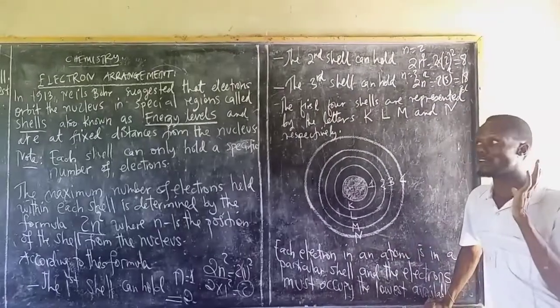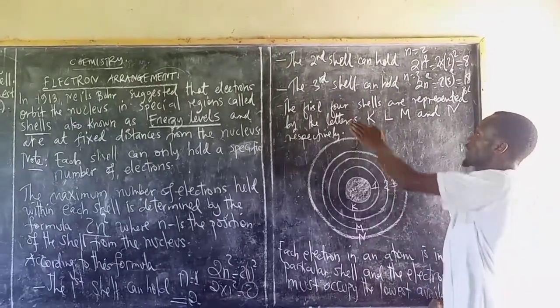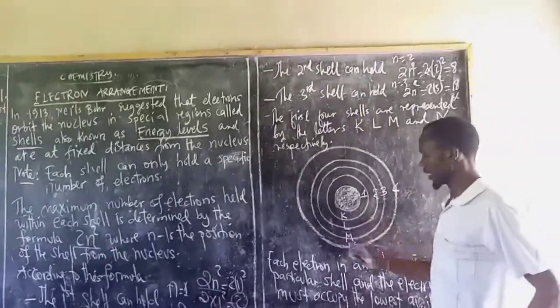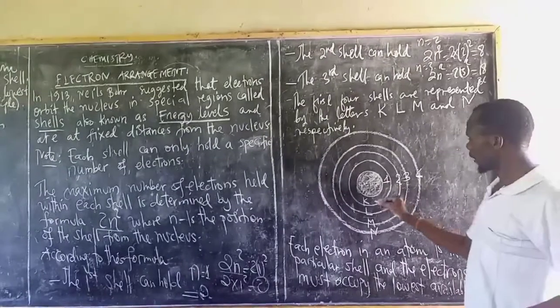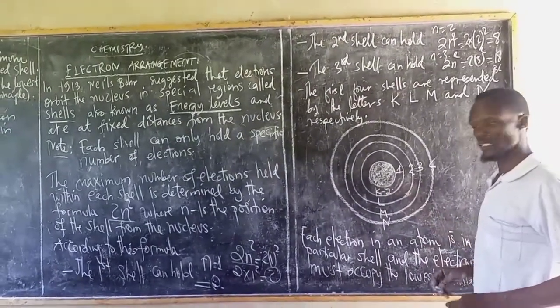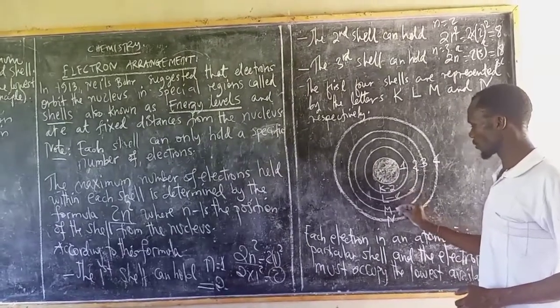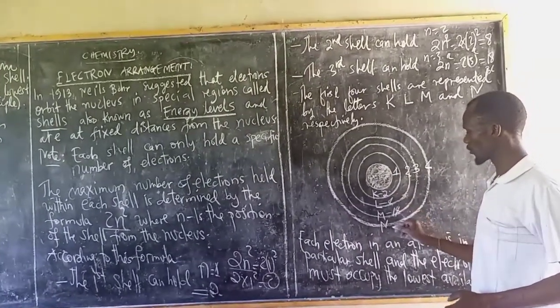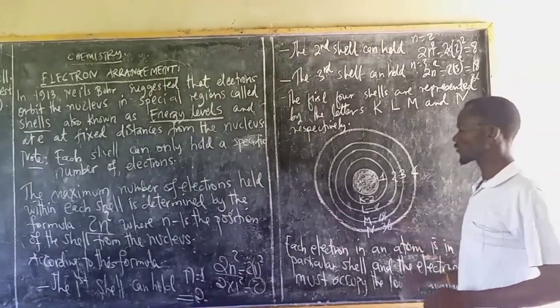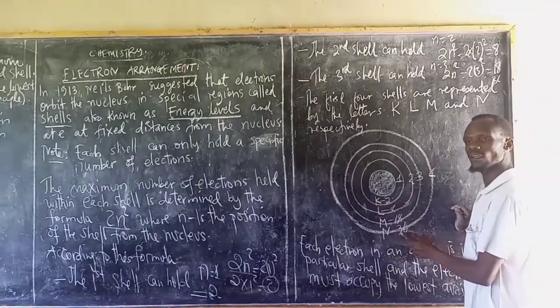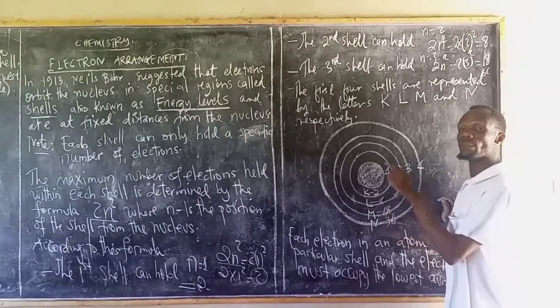And so forth. Then the first 4 shells are represented by letters. We have K, L, M, N. K is the first energy level with 2 electrons. And this with 8 electrons. And this with 18 electrons. And this with 36 electrons. Not more than 36 electrons, but it may be less than.